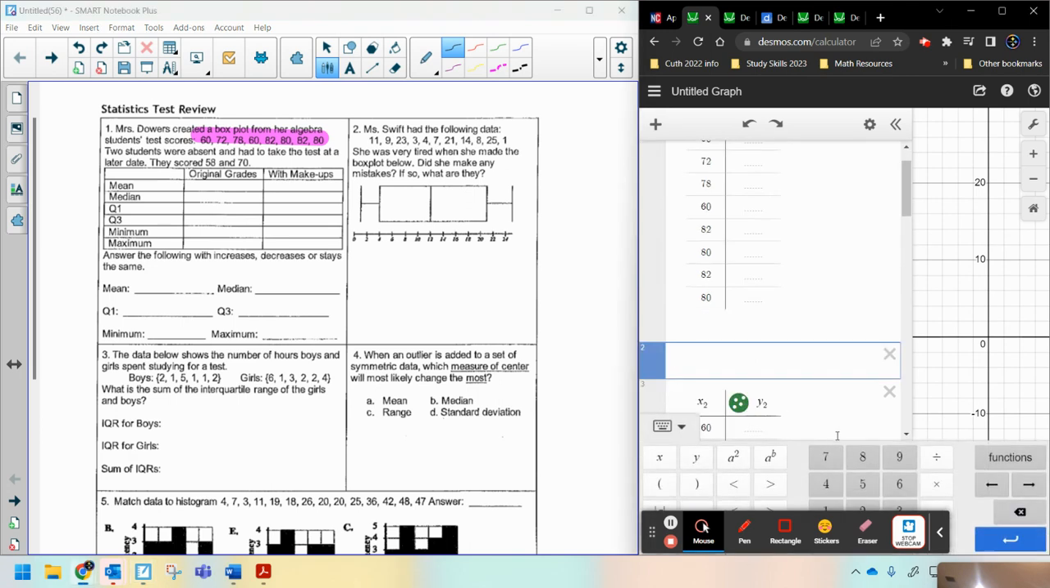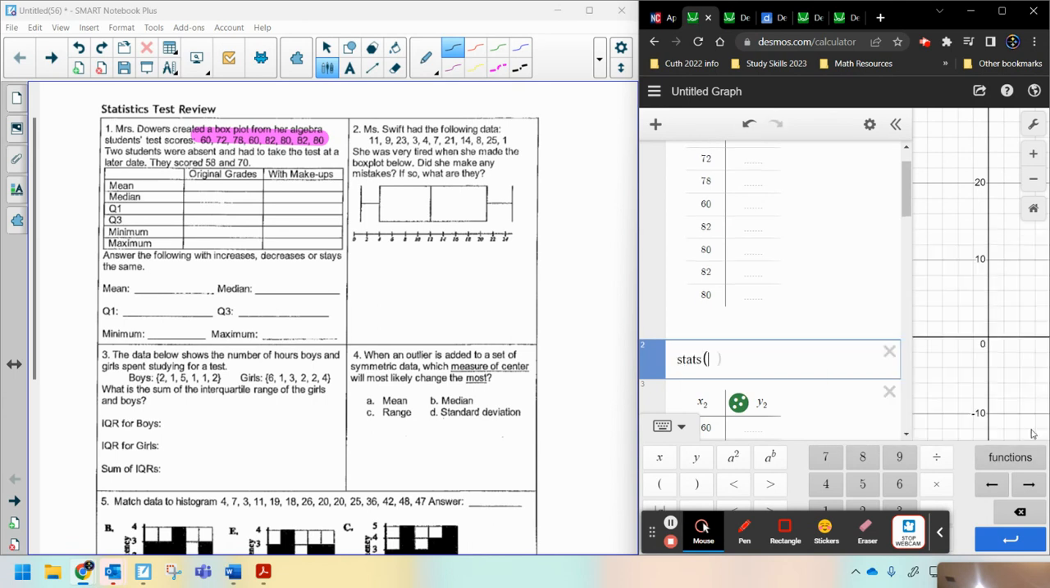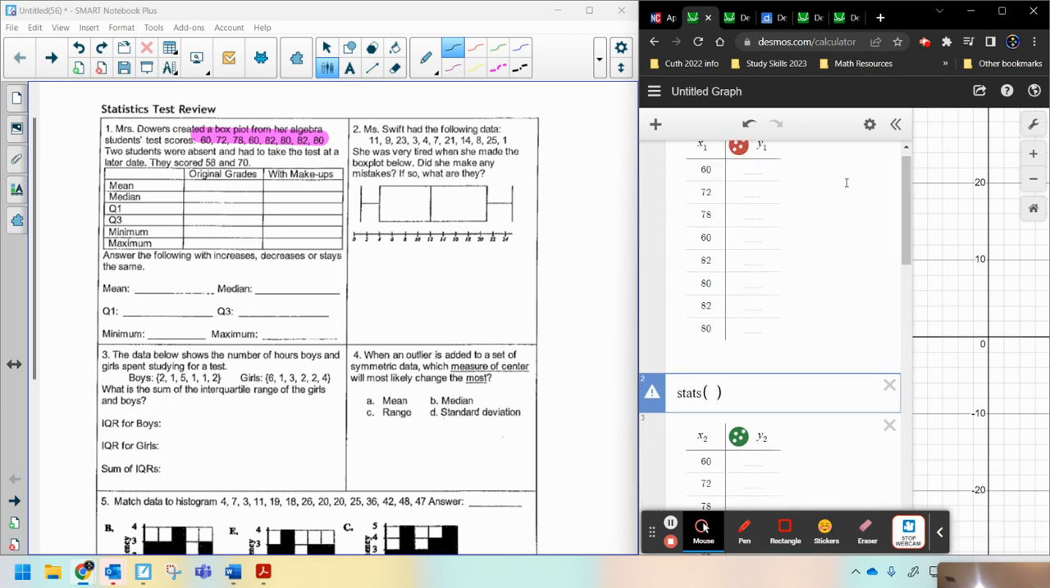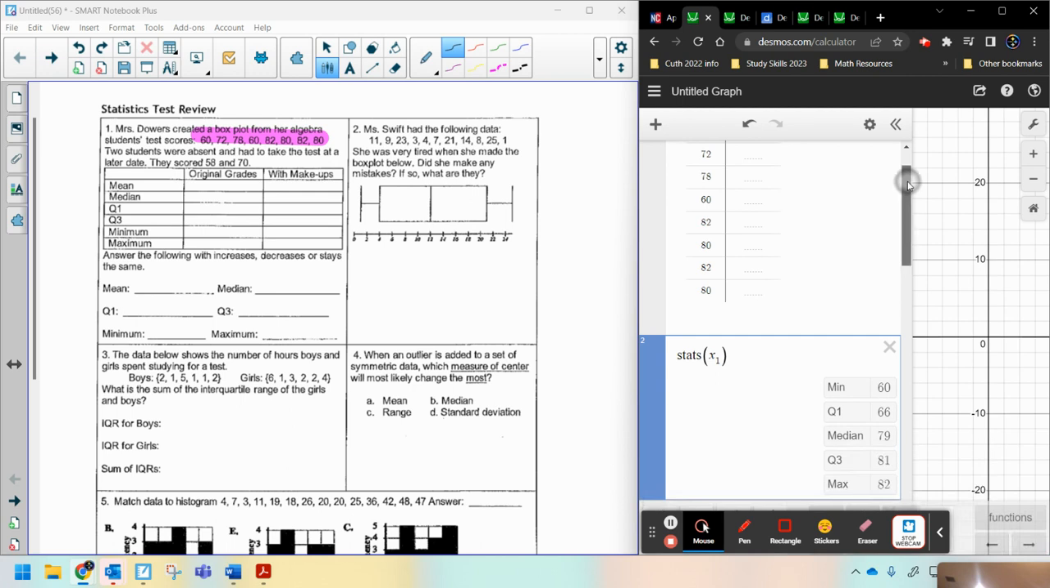Now, if I want to find the 5 number summary, I can click the box below. I can hit functions. I can go down to where it says stats. And then I have to put in where the numbers are, what column. So they're in the X1 column. So I do have to hit X1 to give me all my stats.